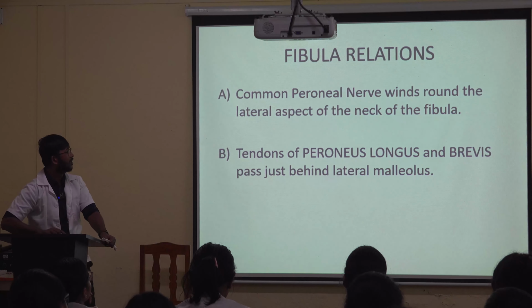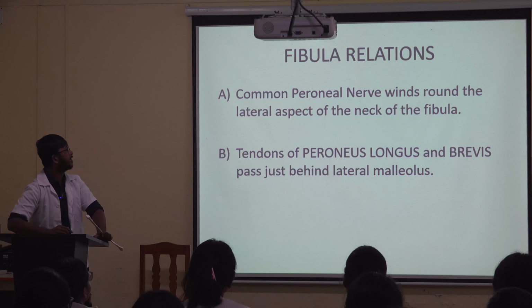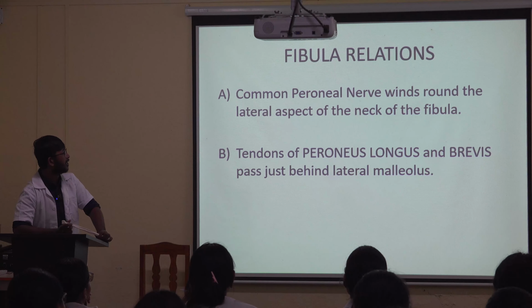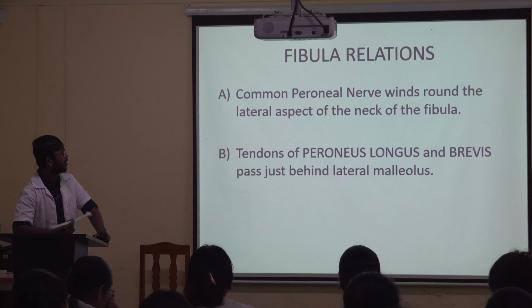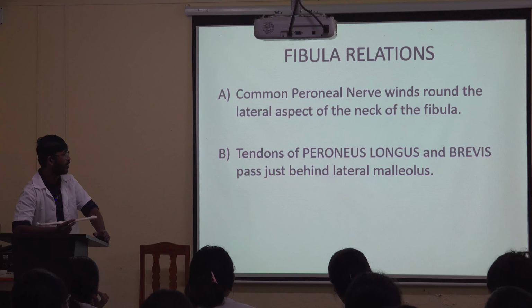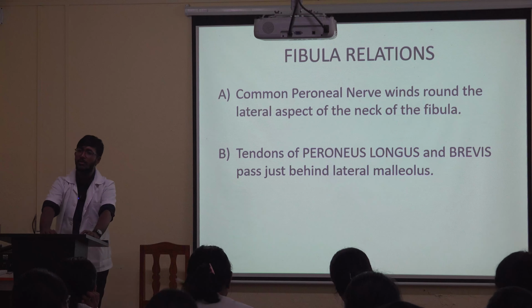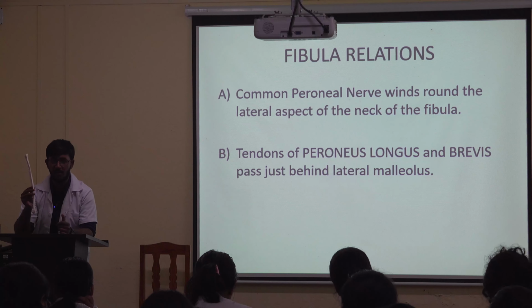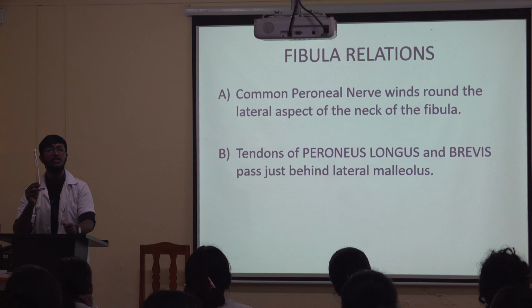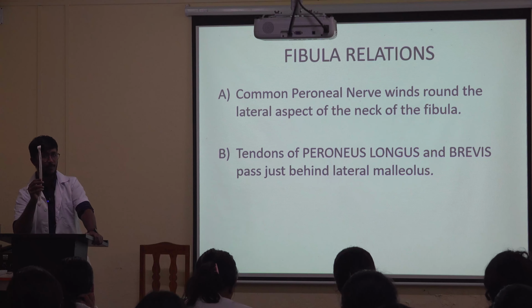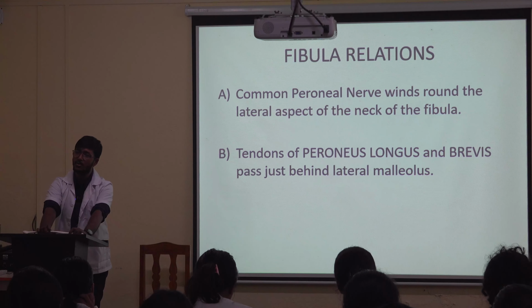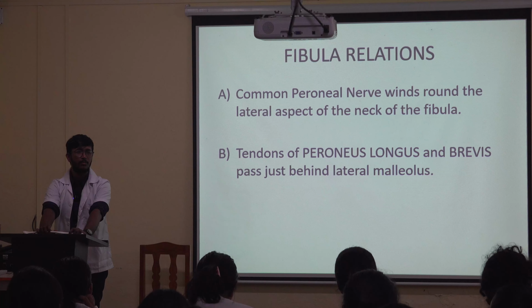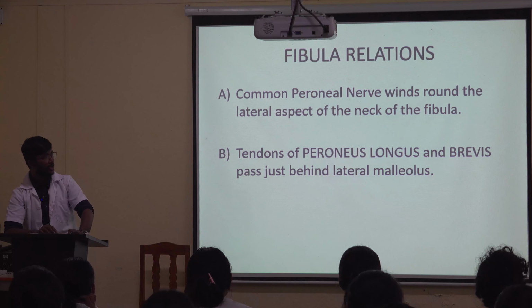So, the fibula, some other relations. The common peroneal nerve winds around the lateral aspect of the neck of the fibula, and the tendons of peroneus longus and brevis, as we have already seen, pass just behind the lateral malleolus. Any other name you know for this nerve? The bone is fibula, so this nerve is also known as the common fibular nerve. The common peroneal nerve divides into the superficial and deep nerves: the superficial peroneal nerve and the deep peroneal nerve.